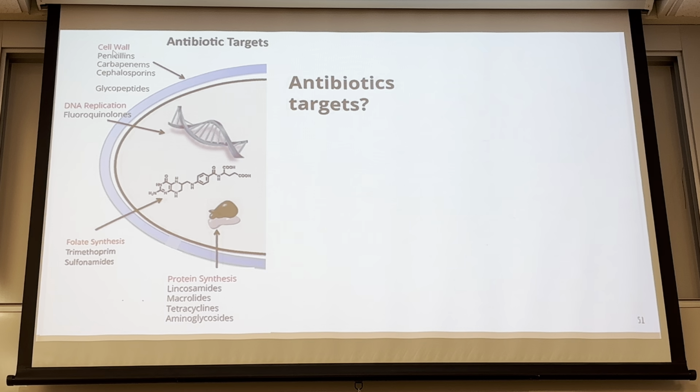So here is the cell wall. These are the ones that will break up the cell wall or the peptidoglycan. So these are the penicillins, carbapenems, cephalosporins, and glycopeptides, which are all going to prevent cell wall formation, prevent peptidoglycan formation. But fluoroquinolones prevent DNA replication.